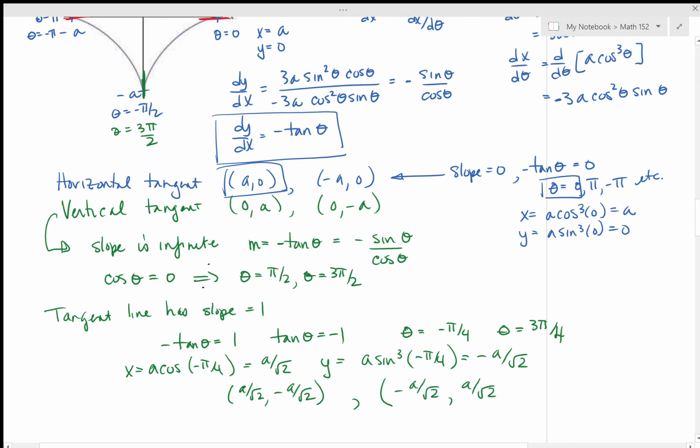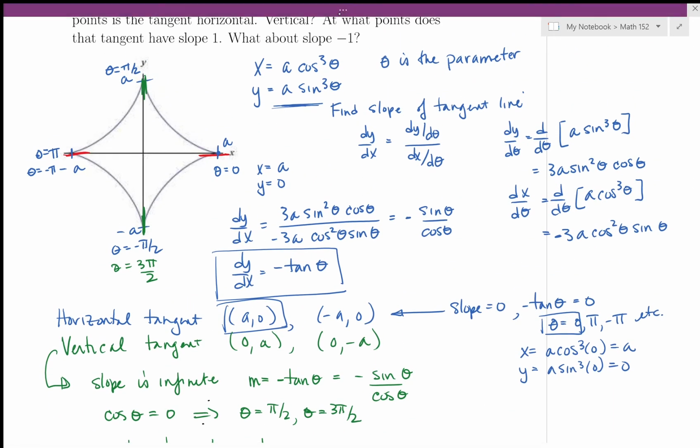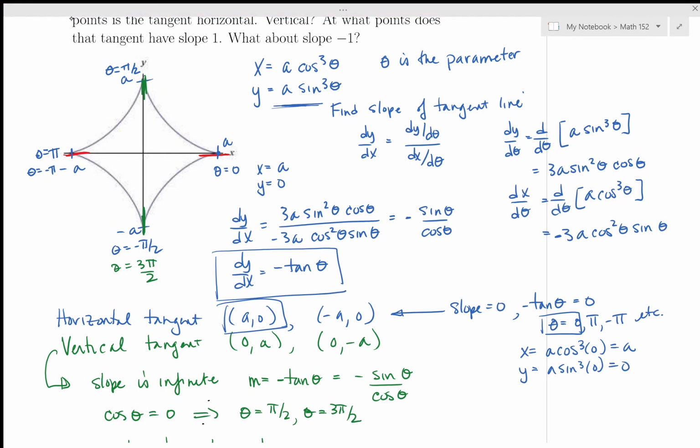So where does the tangent line have slope of 1? Let us draw that on the graph. We can see where it is really. It has a slope of 1. No, that's a slope of minus 1, Brenda. The slope of 1 is right here.